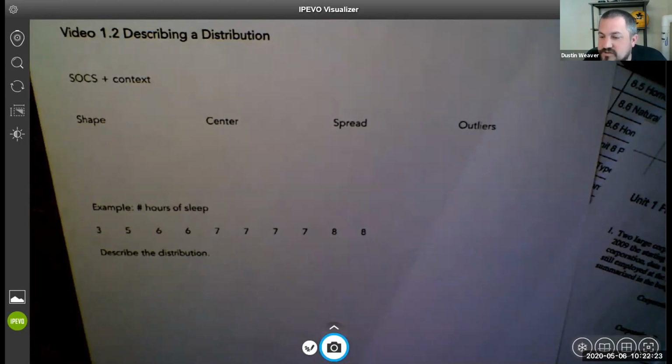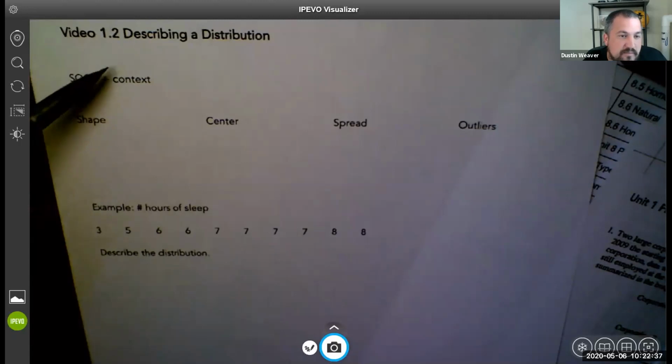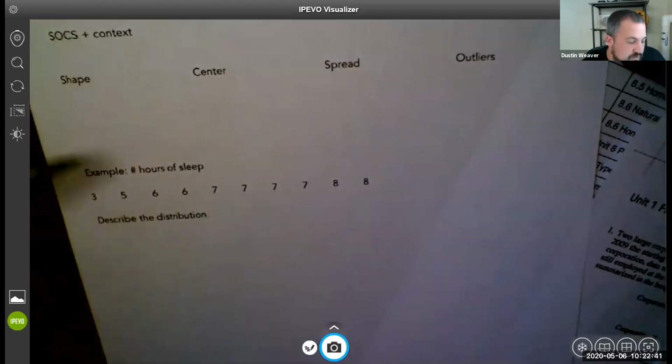Yes, you would use the outlier to describe that the distribution is skewed to the right. Yes, you could say due to the high outlier, it is skewed to the right. So we're going to talk about in video 1.2, shape, outlier, center, spread, making sure we use the context of the problem when we describe our distribution. And then we're going to take a distribution. It is the number of hours of sleep you get at night, and we're going to use SOCS to describe that distribution. So that's going to be video 1.2.